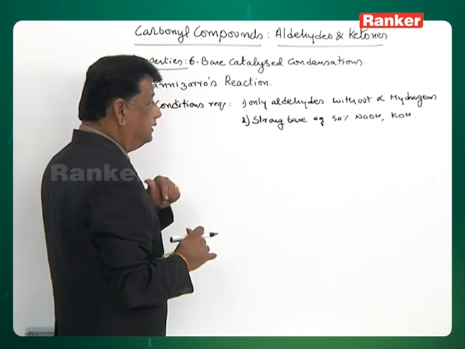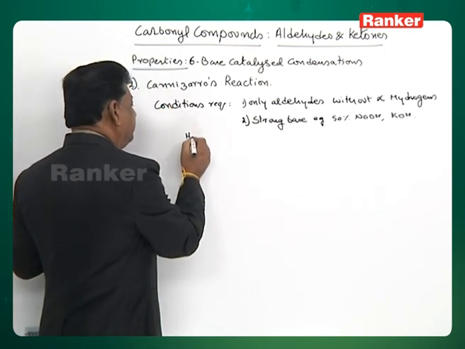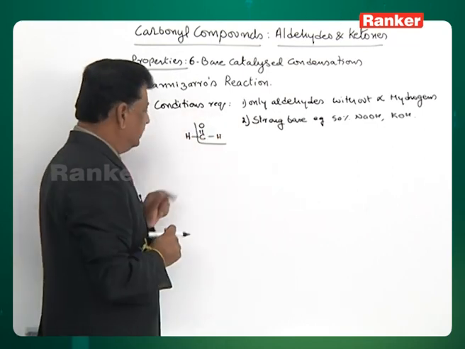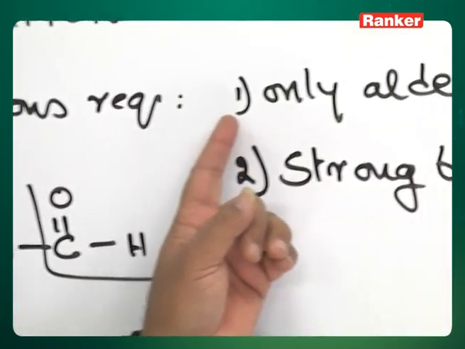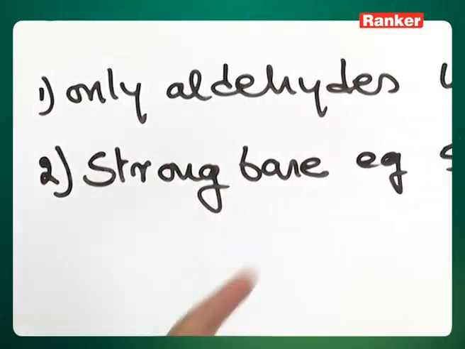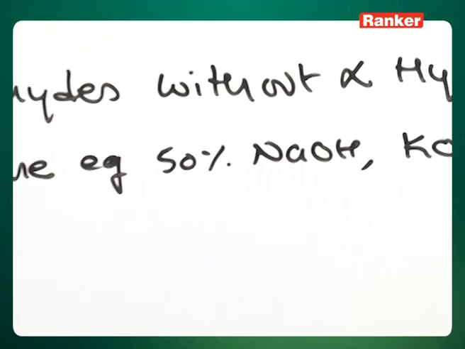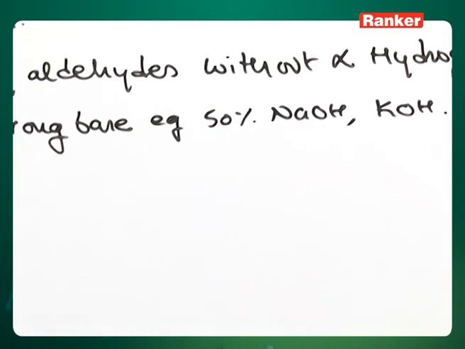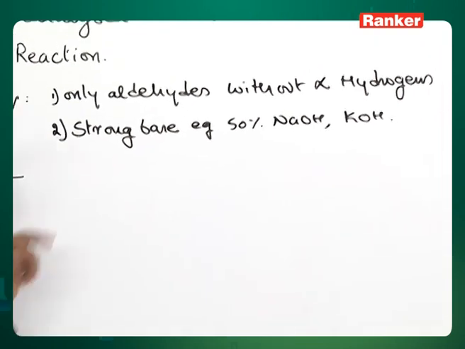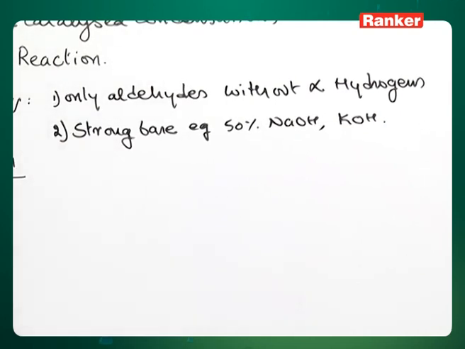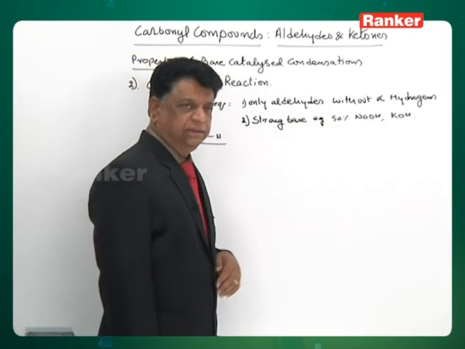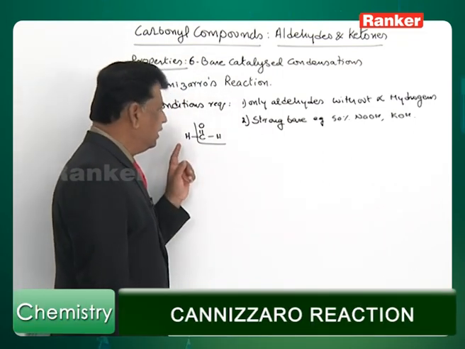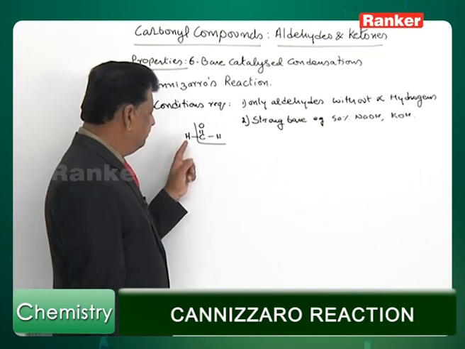Examples for aldehydes without alpha hydrogen: a carbon with the aldehyde function is there. So, the conditions required are, the first condition is only aldehydes, that too without alpha hydrogen. Alpha hydrogen should not be there. If alpha hydrogen is there, it undergoes aldol condensation. That is why here alpha hydrogen should not be there. The second condition is a strong base, which is common to the aldol condensation, that is highly concentrated base like NaOH or KOH.